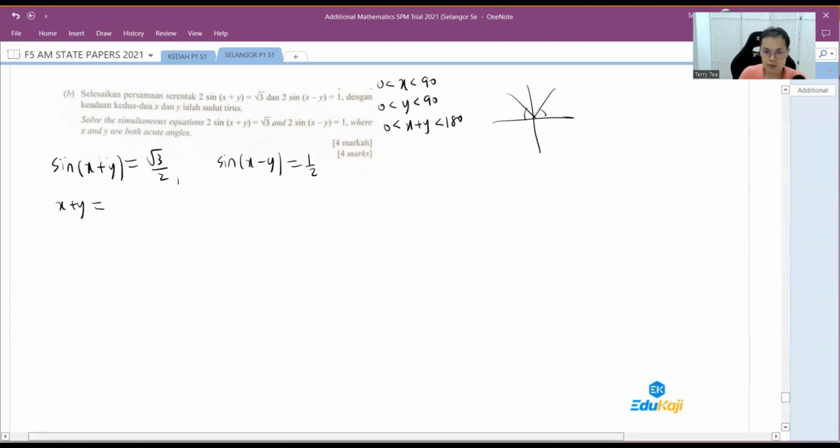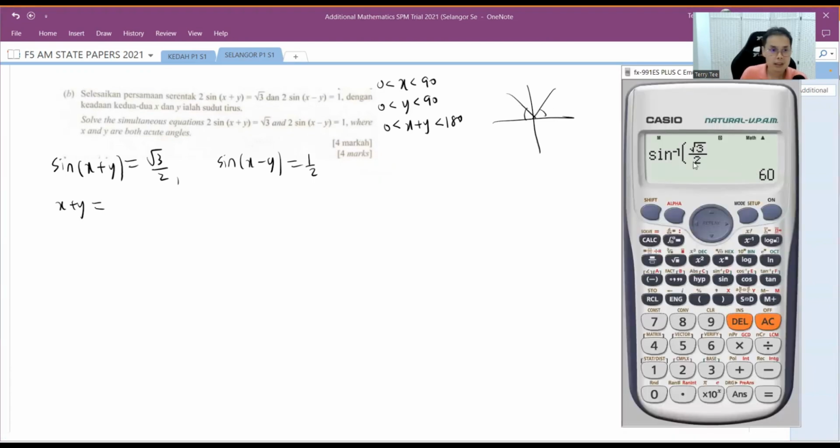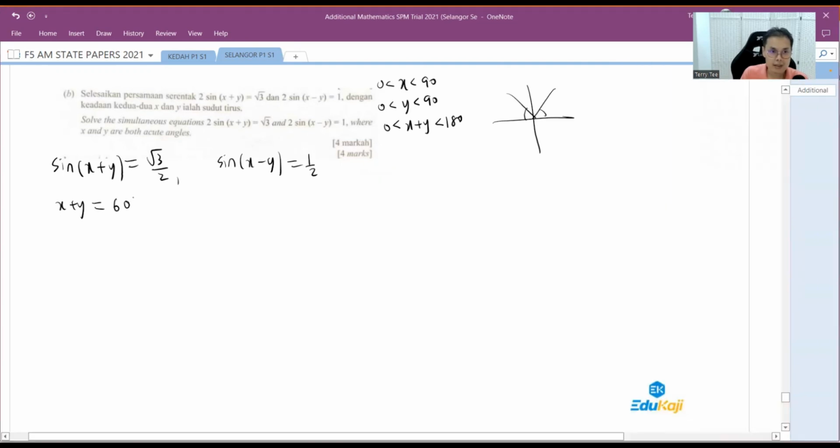So when you use your calculator, I know my reference angle is 60, but it can be 60 or it can be, let me just write here, 180 minus 60. 180 minus 60 gives us 120. So x plus y can also be 120. So there are two equations to consider, right?